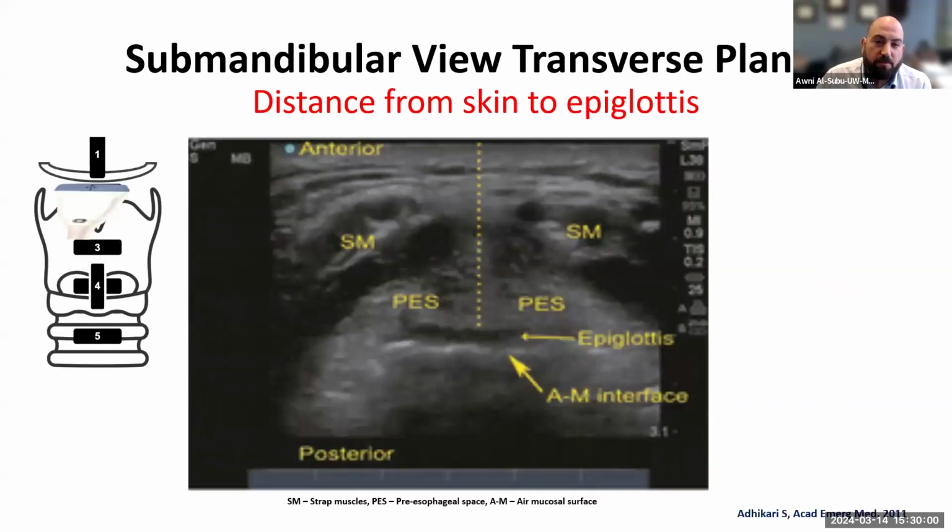Now, this is a view that we did not talk about when I started the sonoanatomy, but at the inferior part of the submandibular view in a transverse plane, you can get the epiglottis. And this is an image that is obtained as shown here, just under the hyoid bone, and you can look at it. And once you identify the epiglottis, you can do the measurements there. It's not that much used in pediatrics, so I did not focus on it initially when we talked.